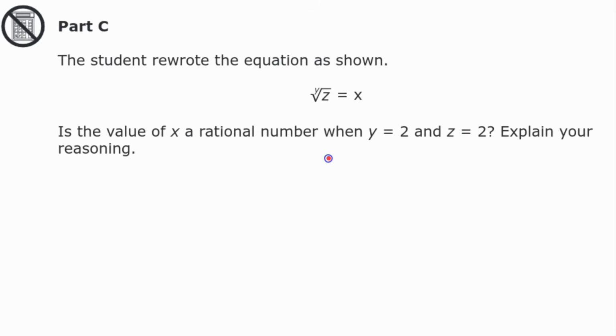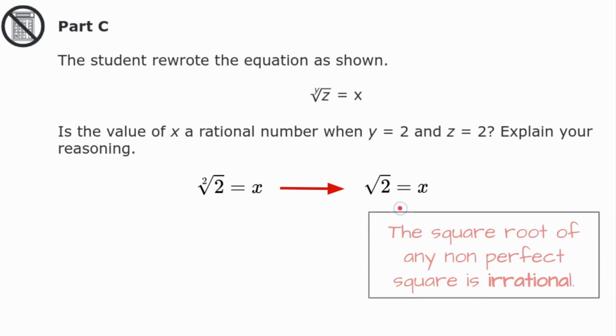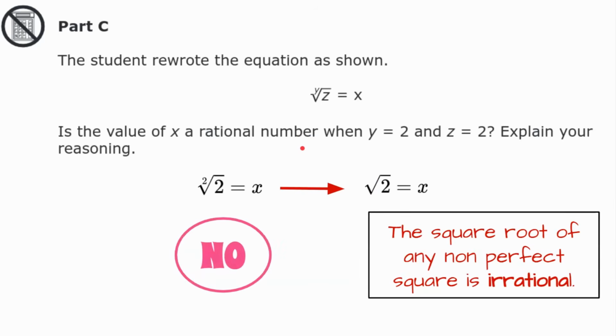Welcome back. So I'm going to rewrite it. So we have y is 2 and z is 2. Noting that we don't see this index here of 2 when it is 2. It's invisible when it's 2. We can rewrite this to be the square root of 2. Same thing, same value. The square root of 2 is not a perfect square. Therefore, it is irrational, and the answer to our question is no.